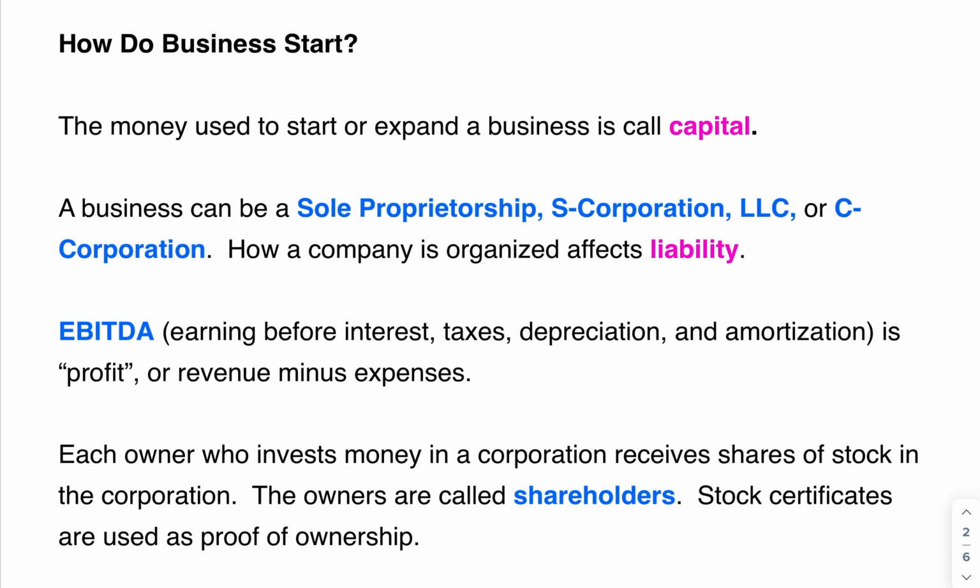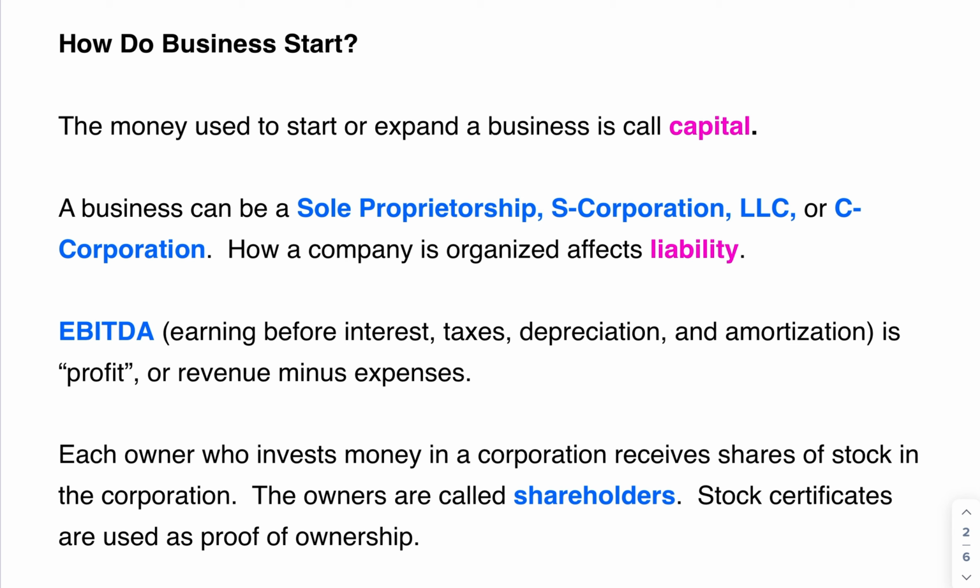Well, one of the terms that is used is called capital, and this is money that is used to start or expand a business. Now, a business can be a sole proprietorship. This is where you typically have one person owning the business. There's also what's called an S corporation, an LLC, which is a limited liability corporation, or a C corporation. Companies like Coca-Cola, ExxonMobil, the Fortune 500 companies are typically set up as C corporations.